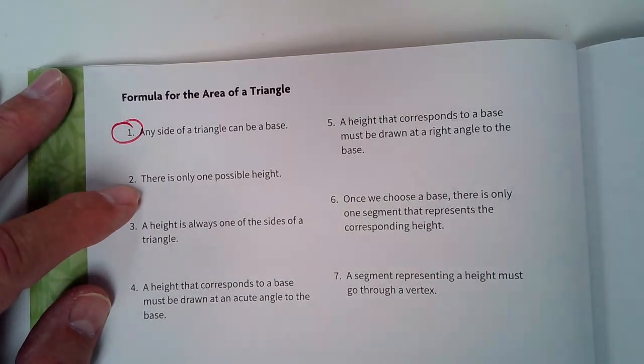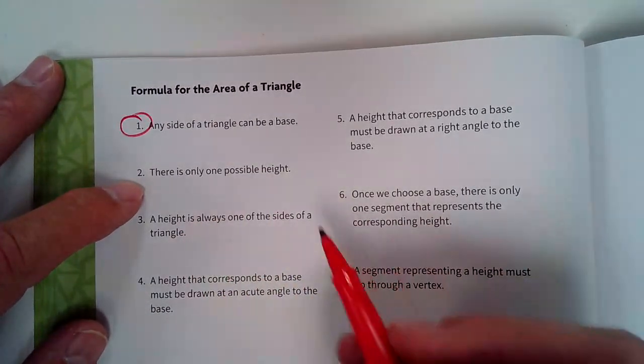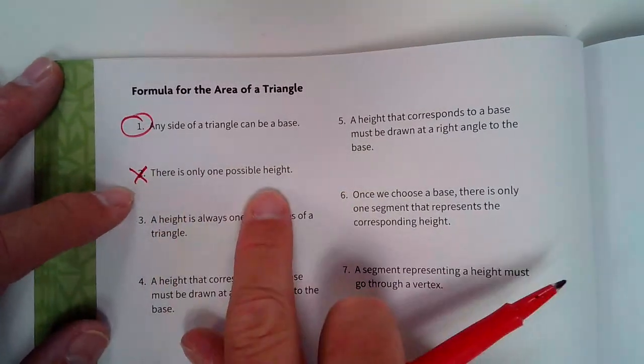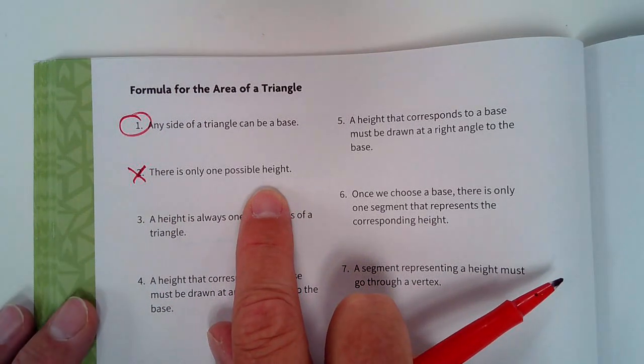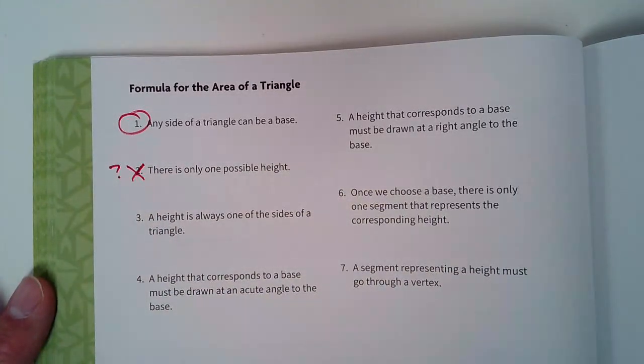There is only one possible height. Now, in the teacher's manual, they marked that as wrong. Yeah, exactly. That's what I was thinking, Mr. Harsh. I mean, technically, there's only one height. So I thought that was kind of confusing the way they worded that. But number 2 is supposed to be false.